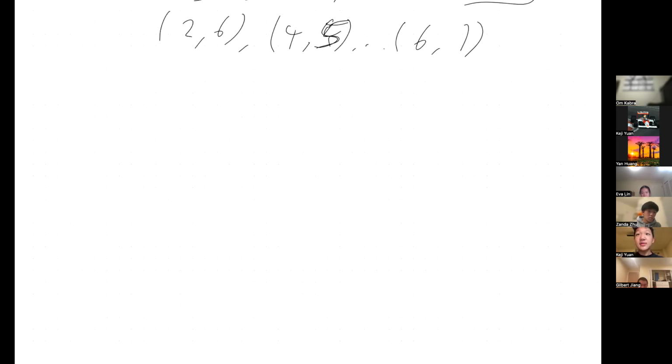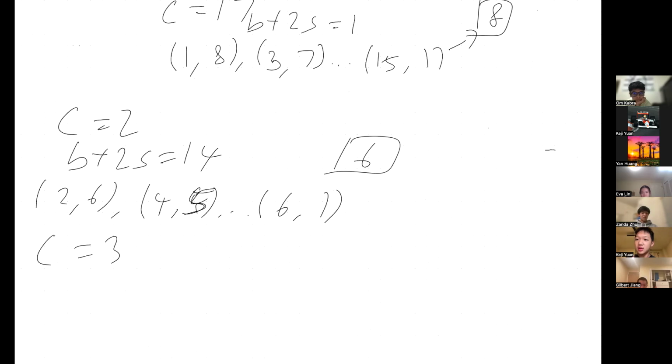Case 3, c equals 3. Again, this is starting to get redundant, but it would be even worse if we tried to use b as a case. Using c as a case actually decreases the number of solutions we have. And so again, c equals 3. We have that b plus 2s is equal to 11. I'm not going to list the solutions out. There are 5 solutions here.